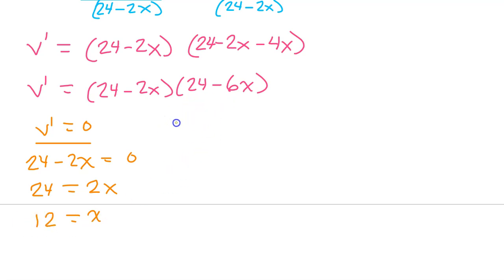If we set the second factor equal to 0, that's 24 minus 6x is equal to 0. Adding 6x to both sides, we get 24 is equal to 6x. And dividing both sides by 6, we get x is equal to 4.